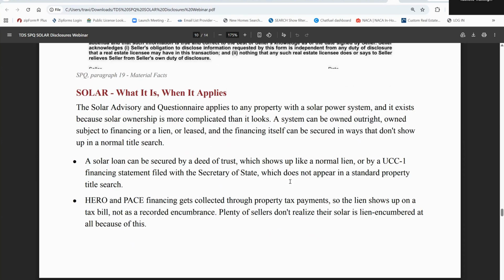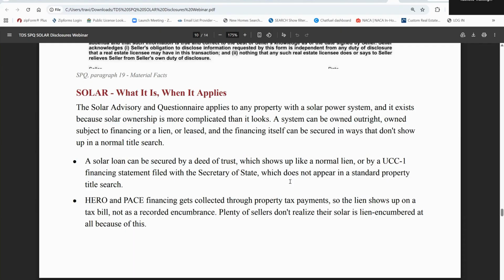Solar. The solar advisory and questionnaire applies to any property with a solar power system. I do see these get missed sometimes coming from the listing side. They're sending over the TDS and the SPQ, which is great, but this is also applied contractually. It exists because solar ownership is more complicated than it looks. A system can be owned outright, owned subject to financing or a lien, or leased, and the financing itself can be secured in ways that don't show up in a normal title search.